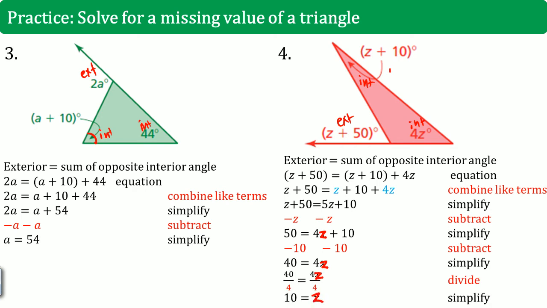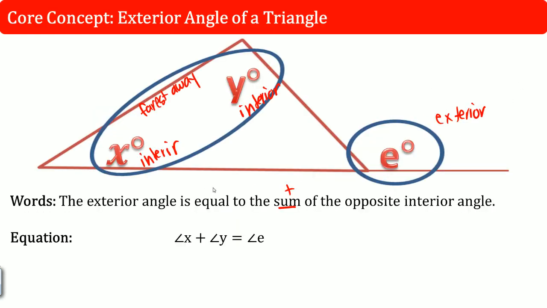There you go. That's it. That's all you need to know. Please understand the core concept, which is that the exterior angle is equal to the sum of your two interior angles, and these two interior angles have to be the farthest away. All right, there you go.